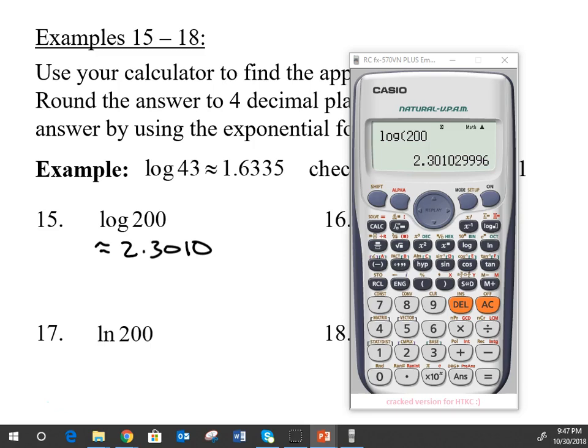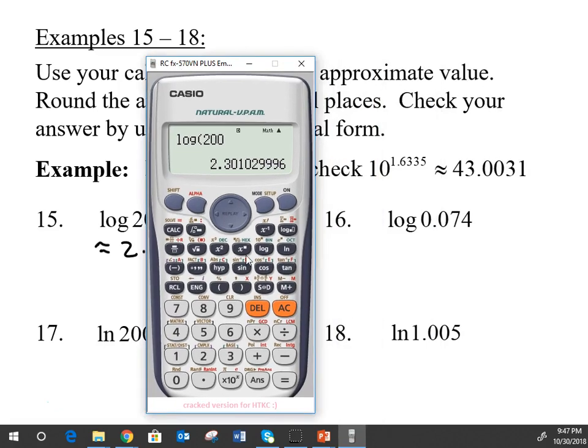Okay, the next one that we have, let's slide this over, and we'll do log of 0.074. And that comes out to be approximately negative 1.1308. So if we round that properly, it would round up to 1.1308.